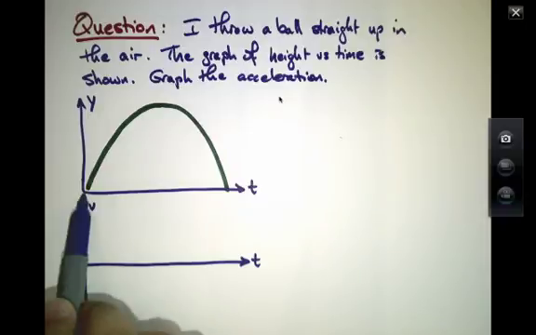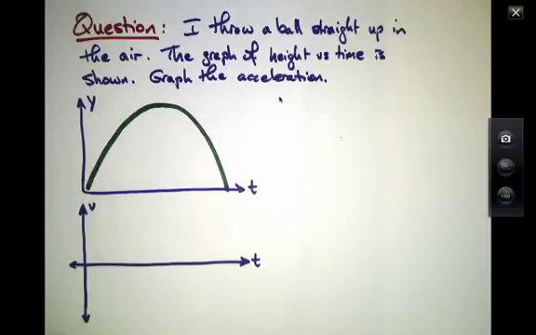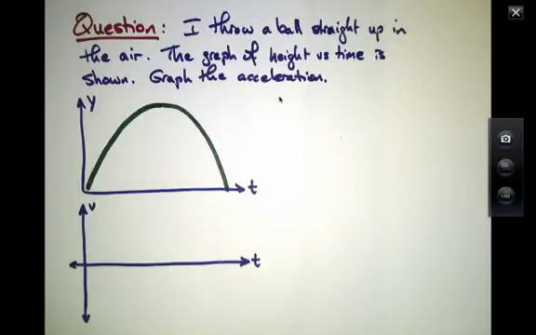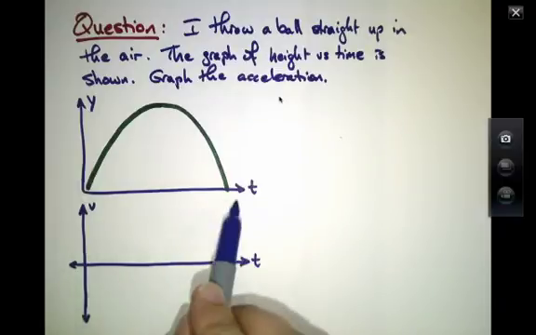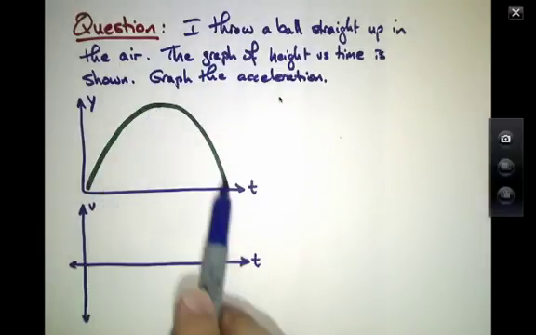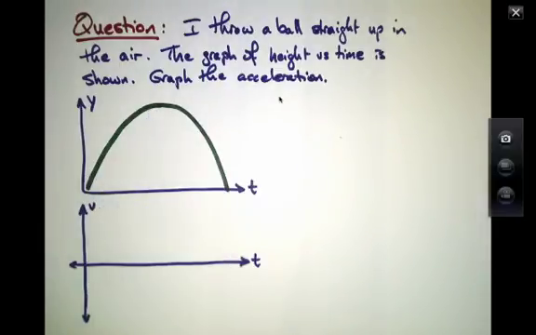So this graph shows simply the height of this ball as it goes up in the air and comes back down again. It looks like a parabola, but that's only because the horizontal axis is time, and it's not that I'm throwing it across the room, it's just that the ball is going up in the air in time and then coming back down in time. And the question asks, could you please graph the acceleration?